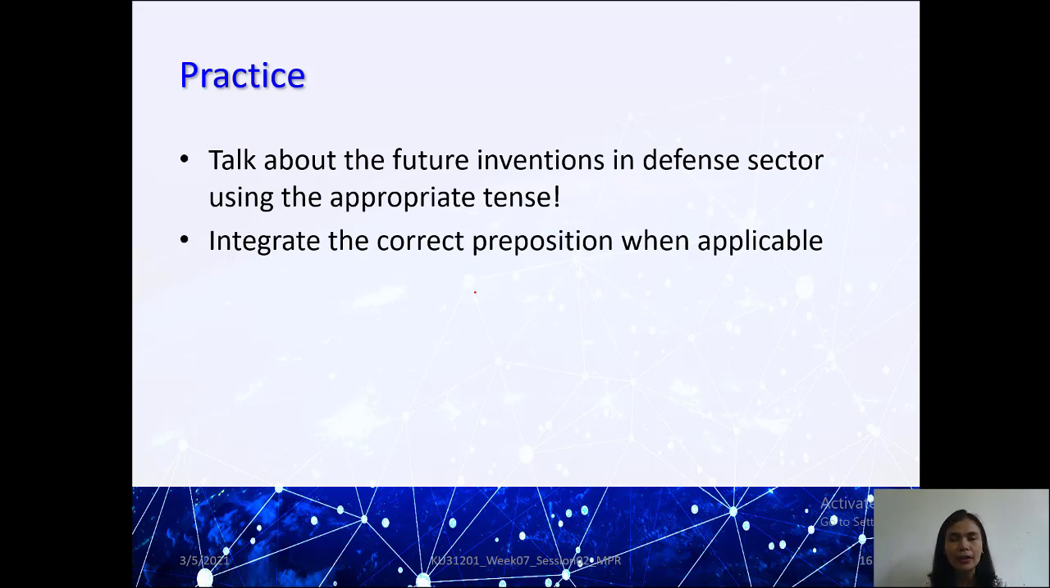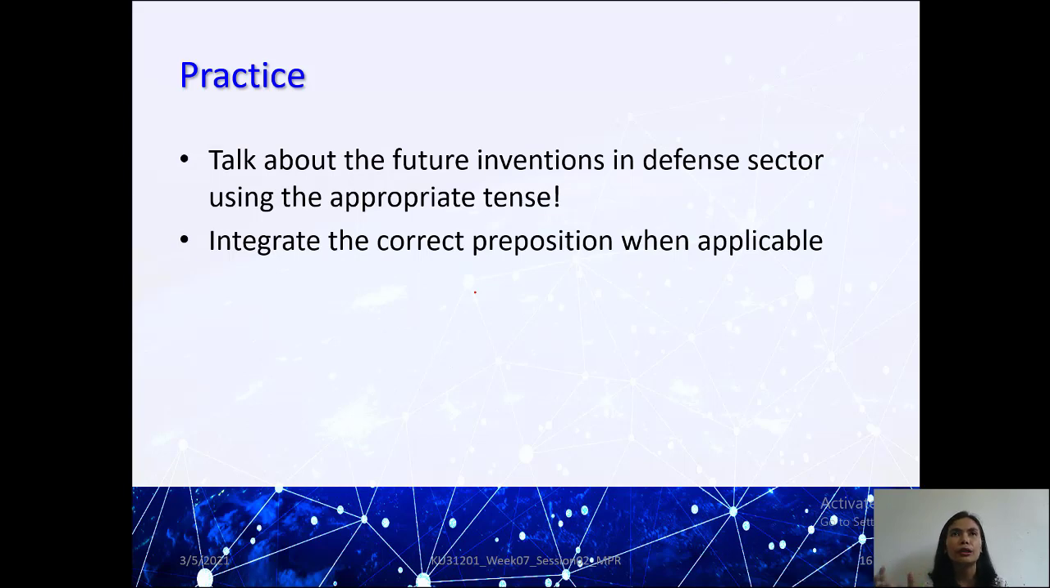You can write it down first, and then later we're going to discuss this answer in our practicum session, okay? So that's the first thing. And then the other thing, when you want to write down talking about the future invention in defense technology, I want you to also integrate not only the future tense, the first grammar, but also to integrate the correct preposition whenever you think it is applicable.